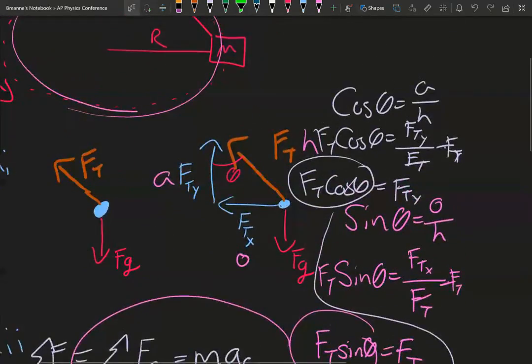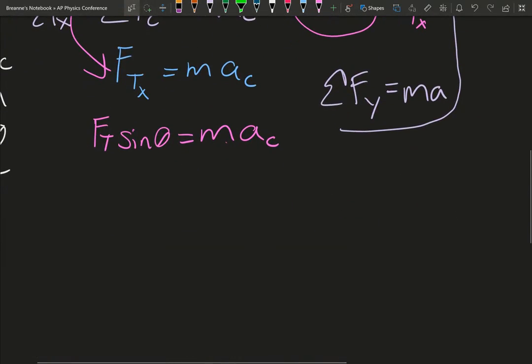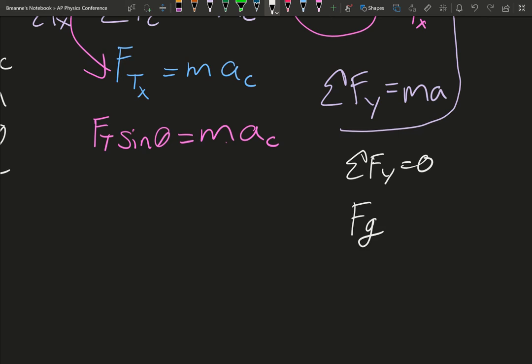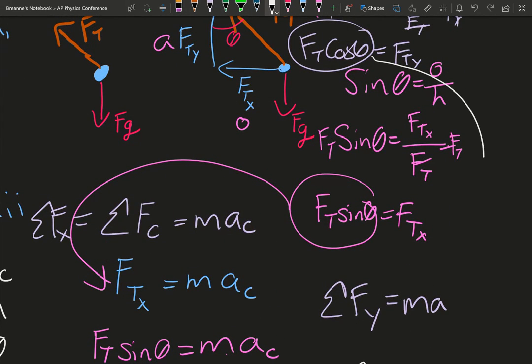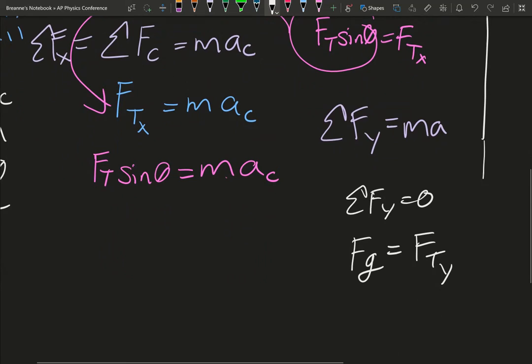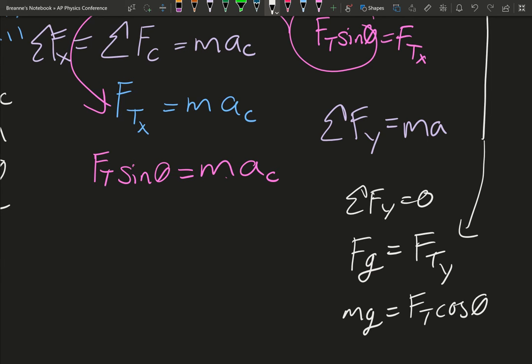We still needed this up here. That's not that big of a deal. But our net force in the y is 0 because it's not moving. So since it's 0, that means our force of gravity equals our force of tension in the y. So we can still bring this down here. So we get that our force of gravity, which we can break down into our mass times gravity, equals force of tension cosine theta. There we go.